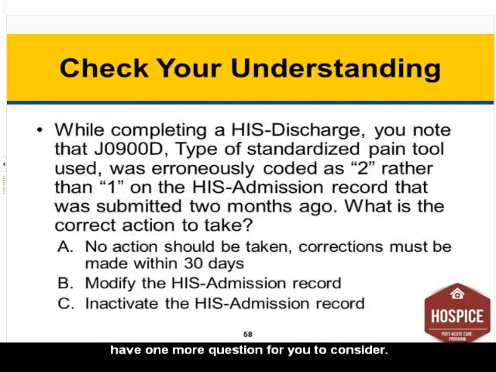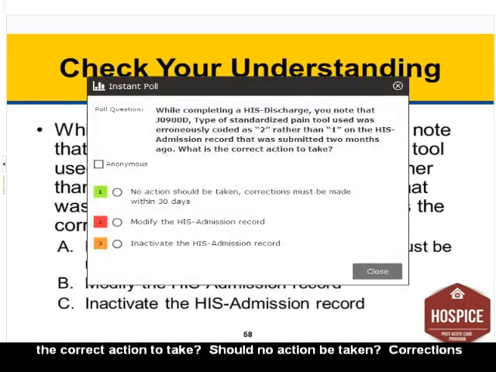While completing a HIS discharge, you note that J0900D, type of standardized pain tool, was erroneously coded as 2 rather than 1 on the HIS admission record that was submitted 2 months ago. What is the correct action to take? Should no action be taken, corrections must be made within 30 days? Should you modify the HIS admission record or inactivate the HIS admission record?